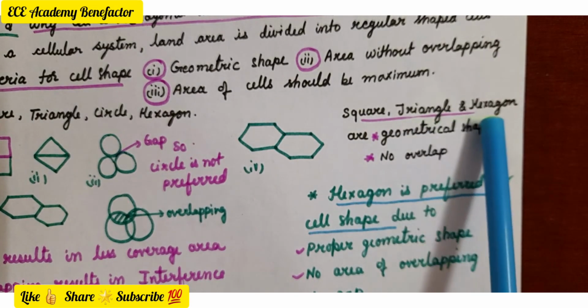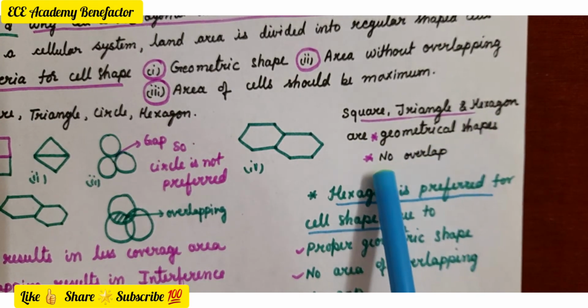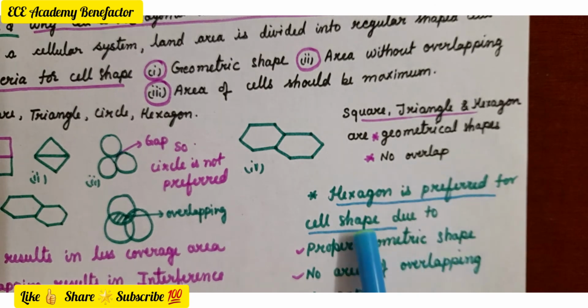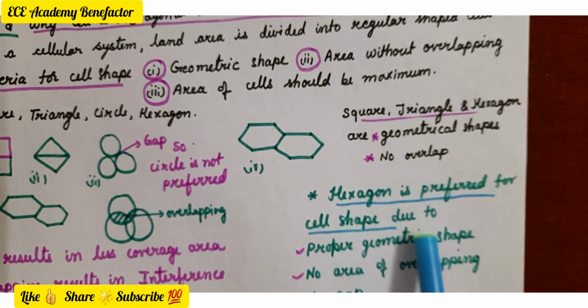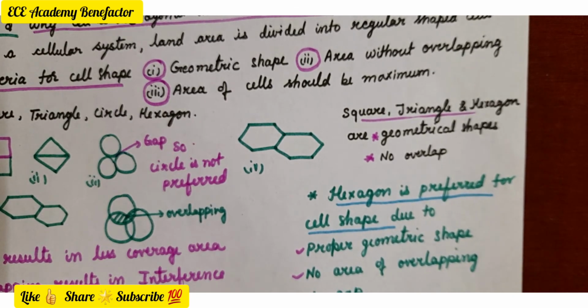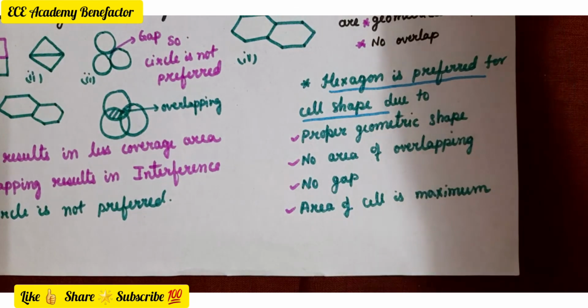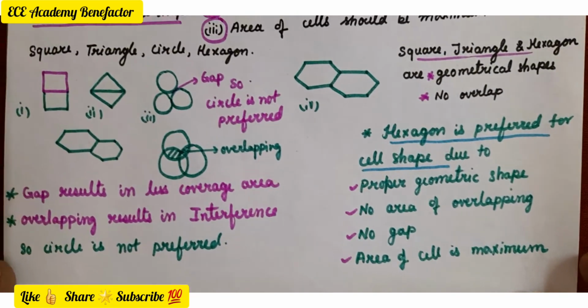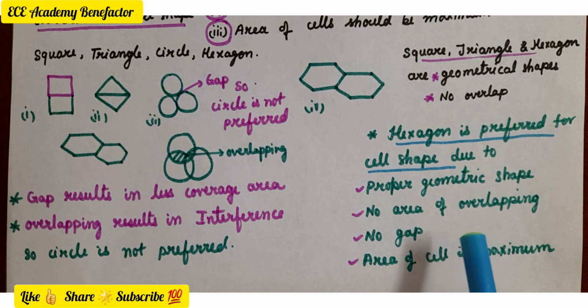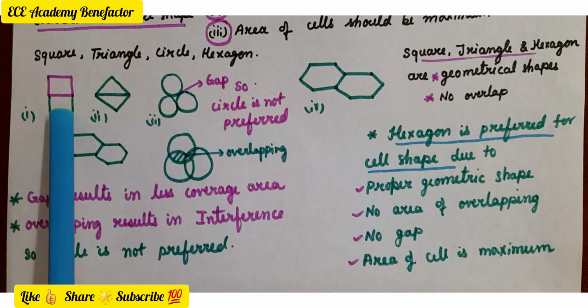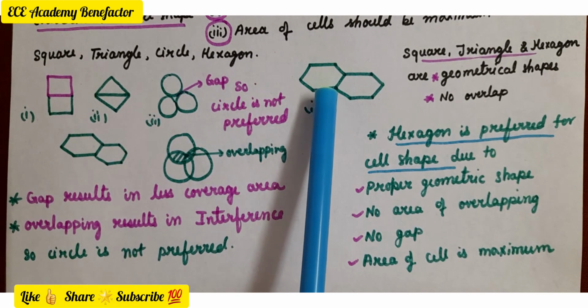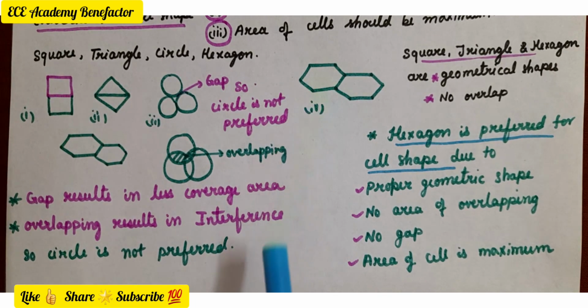Square, triangle and hexagon are geometrical shapes and there is no overlapping area, but hexagon is preferred for cell shape due to proper geometric shape, no area of overlapping, no gap, and area of the cell is maximum. Compared to square and triangle, the area of the cell is maximum in hexagon. So we prefer the cell shape to be hexagon.